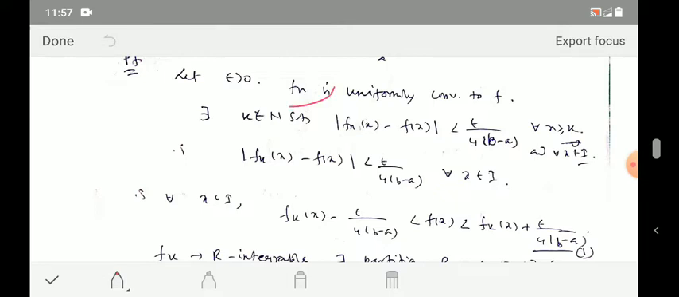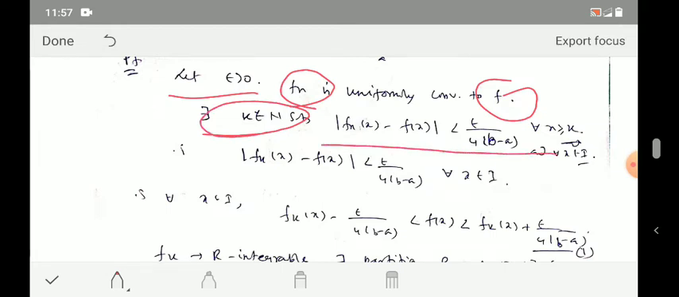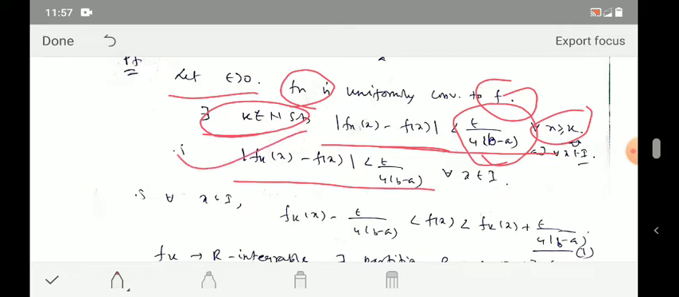Let fn converge uniformly to f. Let epsilon greater than 0. Therefore, there exists some positive integer k such that this result holds. I have taken in place of epsilon the value epsilon by 4(b minus a). This holds for all n greater than or equal to k and for all x belongs to I. Therefore, for n equal to k, this result holds: mod of fk(x) minus f(x) is less than epsilon by 4(b minus a) for all x belongs to I. If we expand this modulus, then we get these results for all x belongs to I.